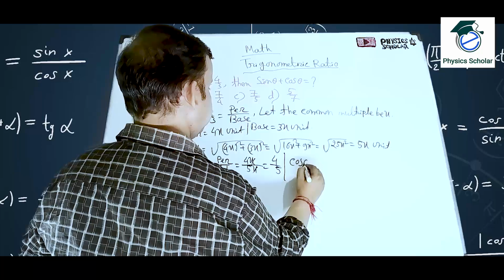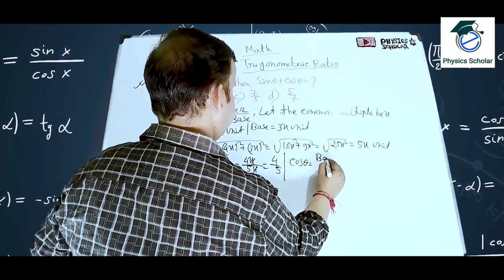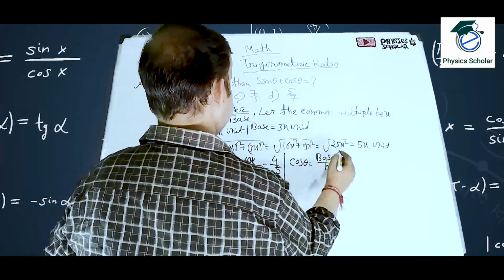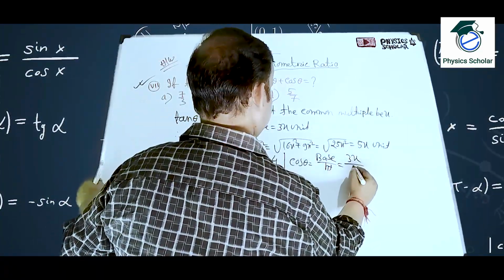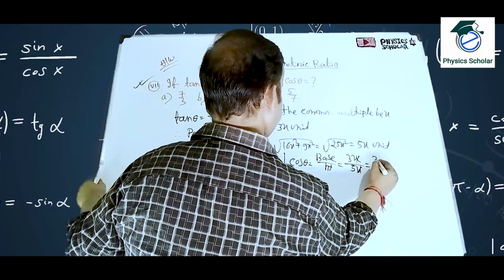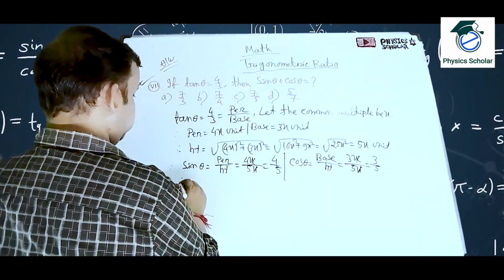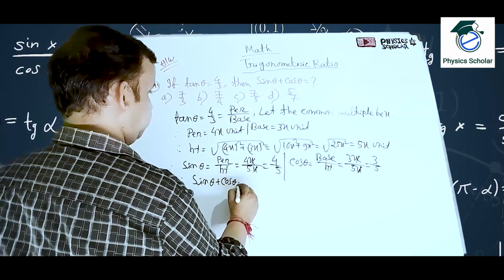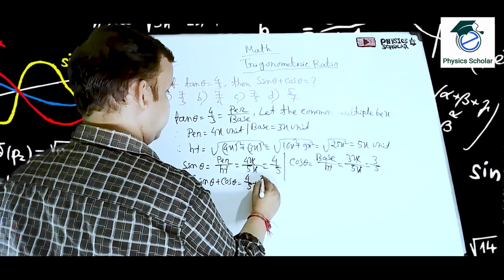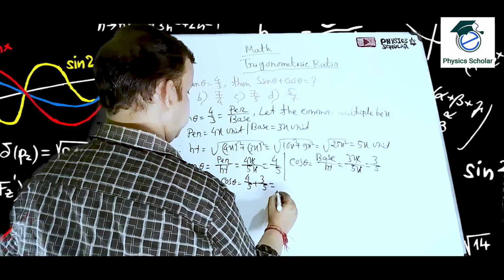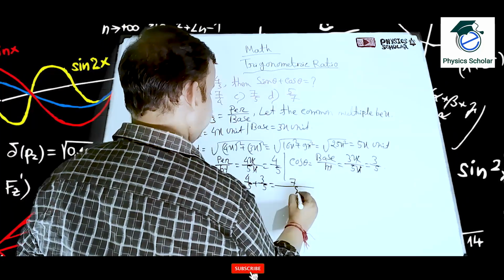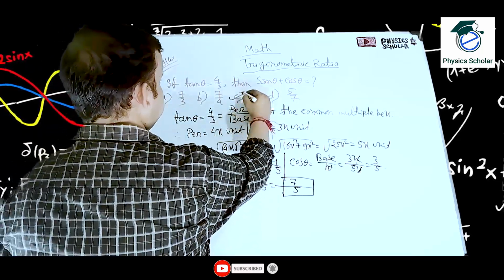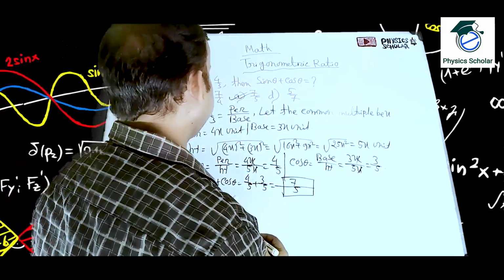Cos theta is equal to base by hypotenuse. What is base? Base means 3x and hypotenuse means 5x. So it will be 3/5. So what is given? Sin theta plus cos theta. What is the value of sin theta? 4/5 plus 3/5. Okay. So 7/5. This will be your answer. 7/5. So this is also the option number 3rd is correct.